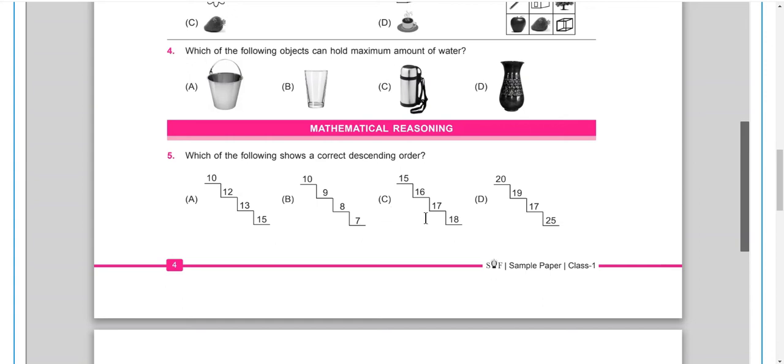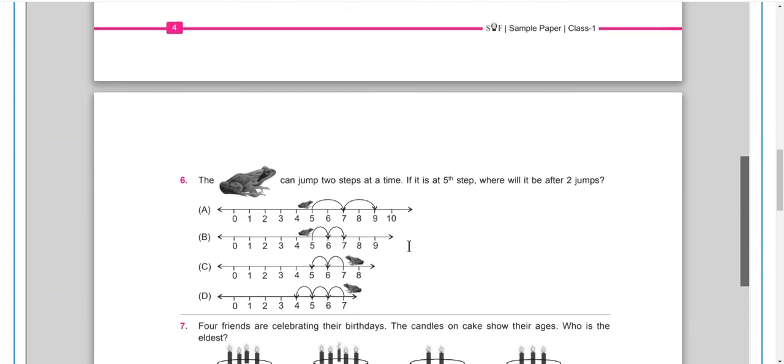Let's check out the other two options also. Can you check if the C series is in descending order or not? 15, 16, 17, 18. Wrong, 18 should be up. Exactly, 18 should be up if it's the correct order. Let's check D: 20, 19, 17, 25. 25 should be up and 20 should be down. So we reach the conclusion that B is the correct answer. Okay, that's great. Let's move over to the next.